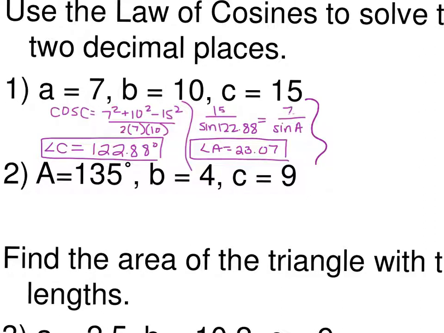So then the third angle, I would just do 180 minus 122.88 minus 23.07. So angle B is 34.085.